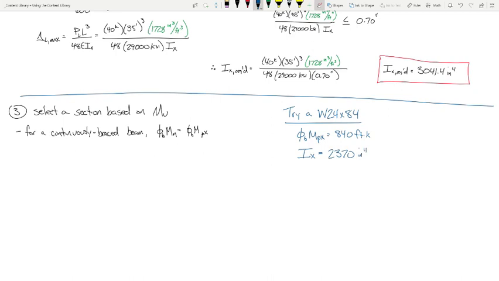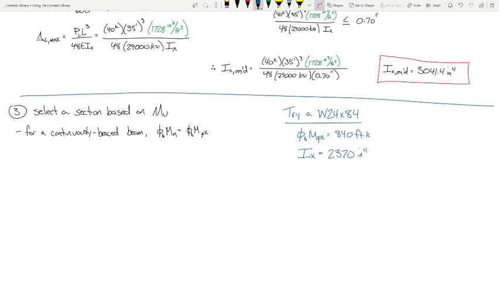So now, what can you tell me about the W24 by 84? This isn't the section. This isn't good enough, right? Because it doesn't matter that it has enough flexural capacity, it's not stiff enough. It doesn't have a required moment of inertia.